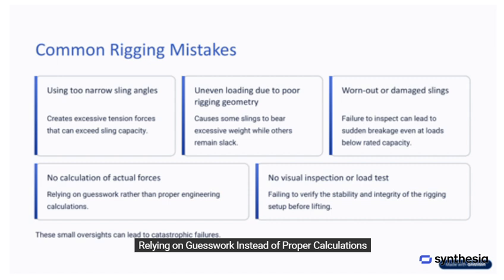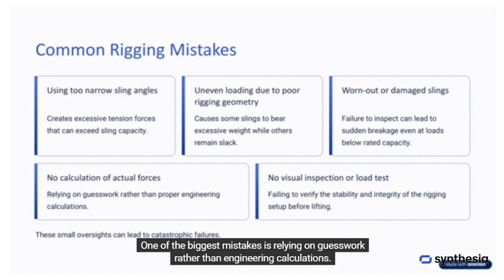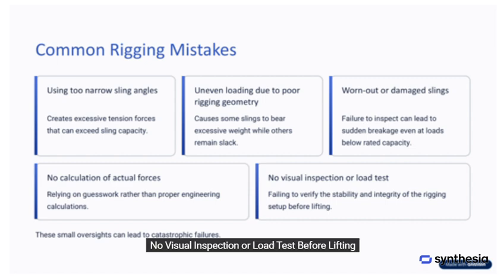Relying on guesswork instead of proper calculations. One of the biggest mistakes is relying on guesswork rather than engineering calculations. Properly calculating the forces on each sling ensures that each one is working within its rated limits and prevents overloading.